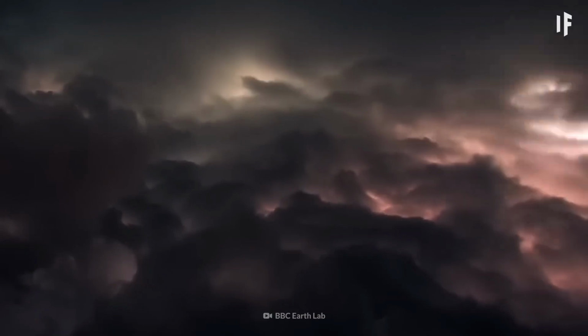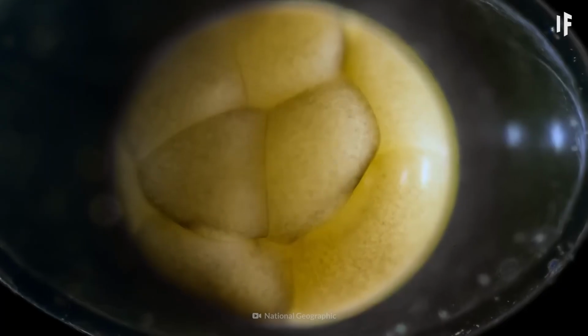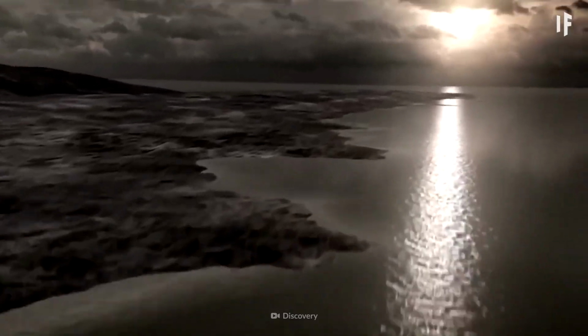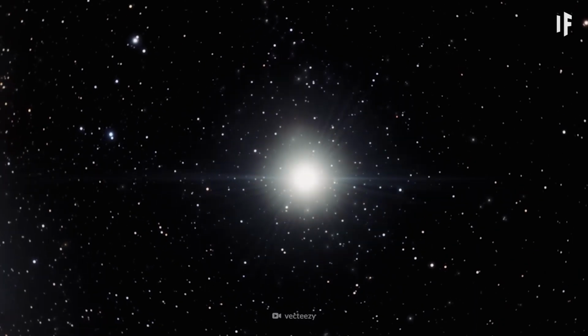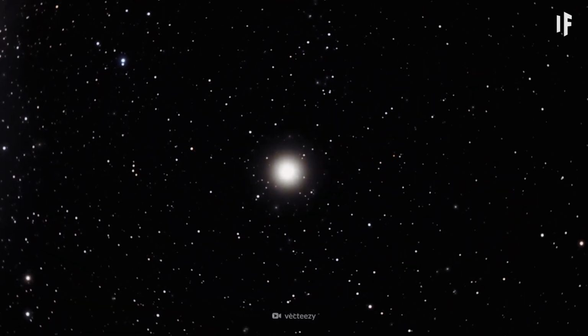Not long after this, oxygen begins to appear on Earth, and so do multi-celled organisms. Earth's climate is beginning to take shape, and we see the introduction of the ozone layer, which protects life from harmful radiation from space.